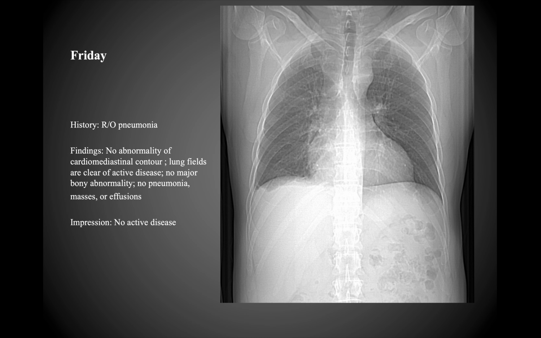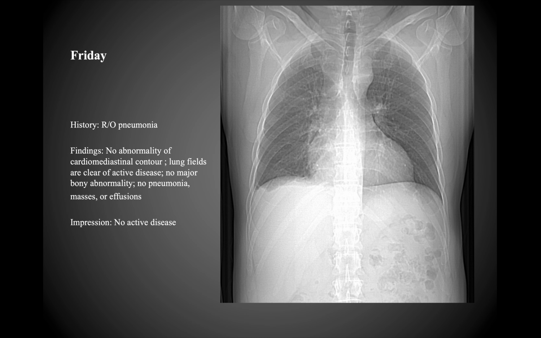So finally, we're going to end with this case here. This is a patient that has a history of pneumonia. And in this case, this is a Friday, so this is a chest x-ray that was taken. There was no abnormality of the costomediastinal contour, so you can see that basically all of the mediastinal contents look normal. The lung fields are clear of active disease, no major bony abnormalities, no pneumonia, masses, or effusions. And so the impression, and this is the radiologist's report, was that there was no active disease.